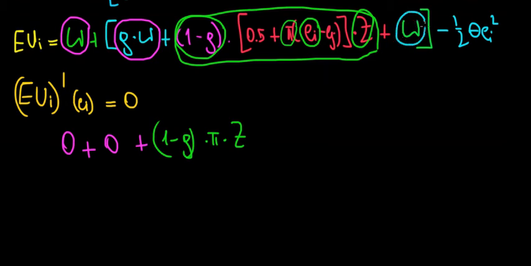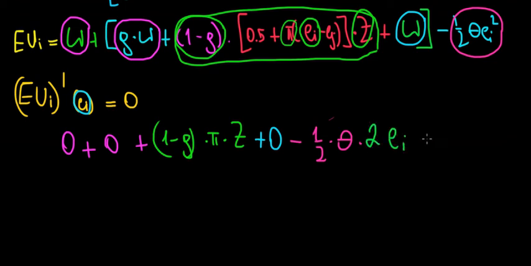W is a constant. The derivative with respect to the effort of the first guy is going to be just 0, so plus 0. And then finally we have the cost of effort, which depends on our variable of interest. We're differentiating it, and we have 1 over 2 times theta. The derivative is going to be 2 times the effort, so 2 times the effort level equal to 0. Let's cancel out what we can over here. The 2 and 2 go away. Now we have 1 minus rho times pi times z.